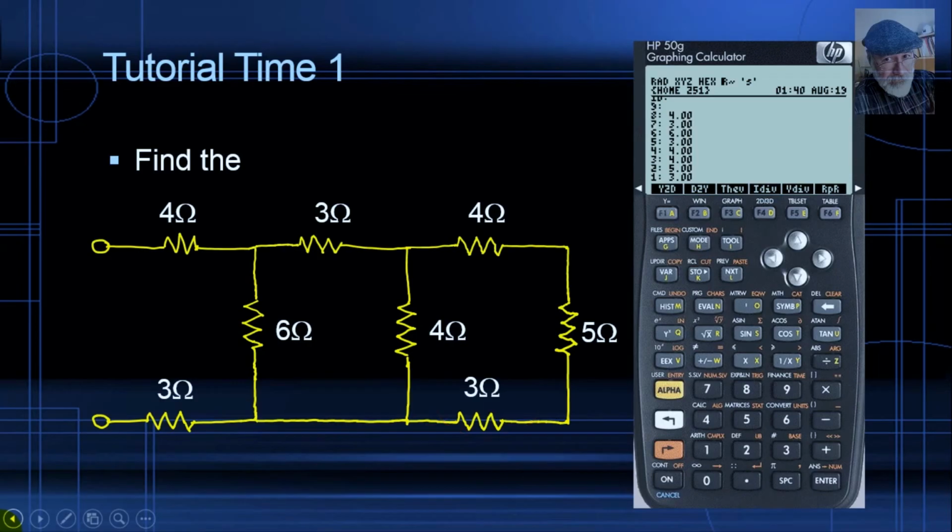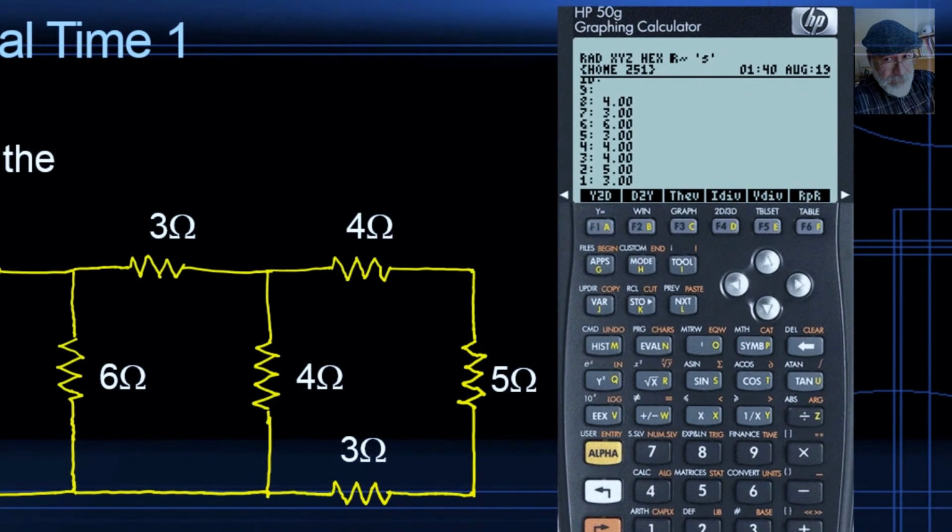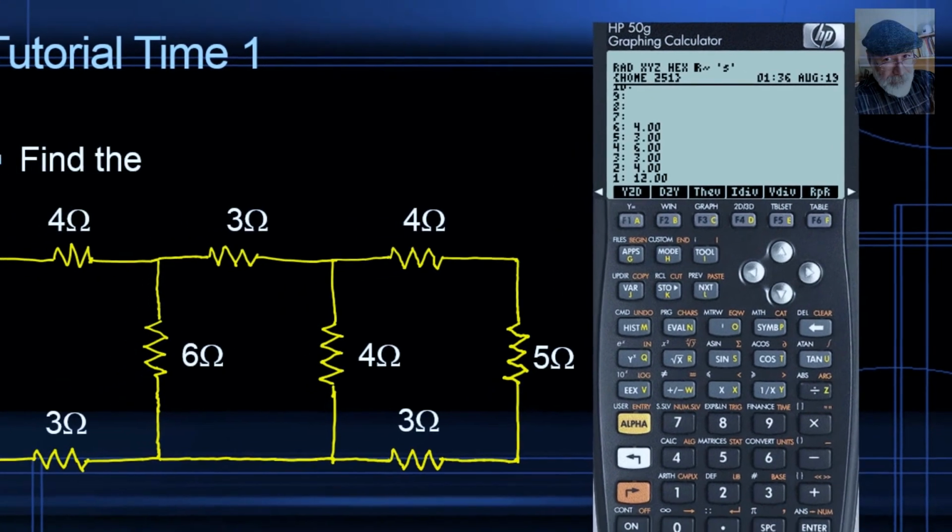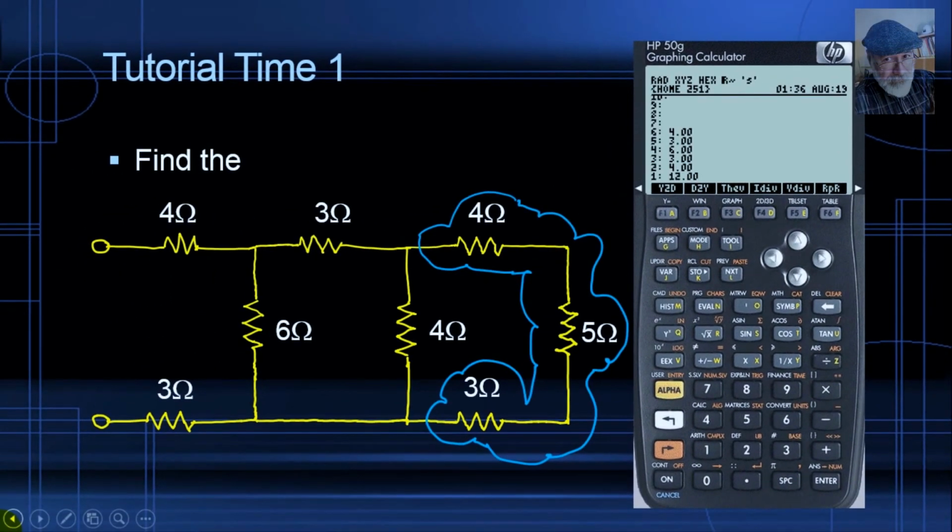When I punch plus, it will add up the 2 numbers at the bottom of the stack, combine them. So we begin. Add 5 with 3, that is 8. 8 and 4, that is 12. And that is the equivalent resistance of 4, 5, and 3 in series. And now that goes in parallel with 4 ohms, right?